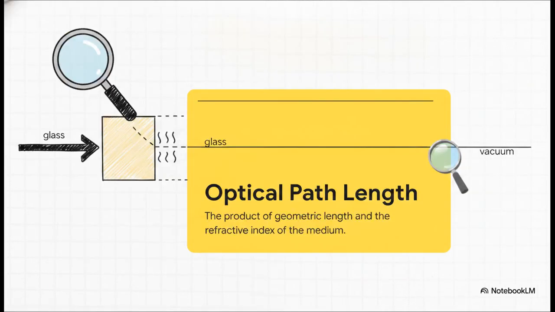To wrap our heads around Fermat's idea, we need to talk about optical path length, or OPL. Basically, OPL is the geometric length multiplied by the medium's refractive index. What this means is that light's efficiency isn't just about physical distance. It's totally dependent on the density of the stuff it's traveling through. A physical inch through a vacuum, not the same as a physical inch through thick glass. The glass forces the light to work way harder and move slower, which massively bumps up that optical path length.